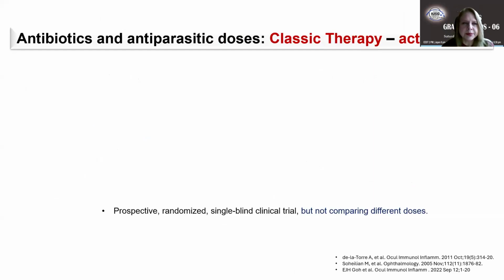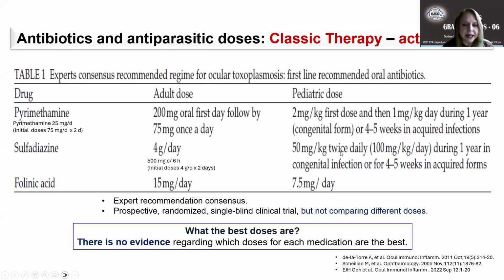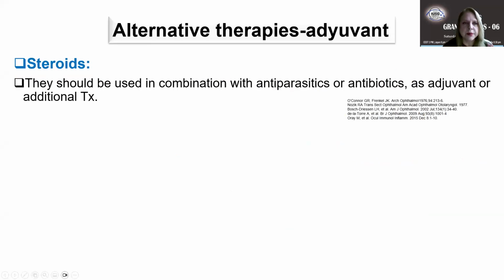Regarding classic therapy, the antibiotic and antiparasitic doses are based on a prospective randomized single-blind clinical trial, but not comparing different doses. And in expert recommendation consensus, you can see here doses for adult and pediatric population. But there is no evidence regarding which dose for each medication is the best.